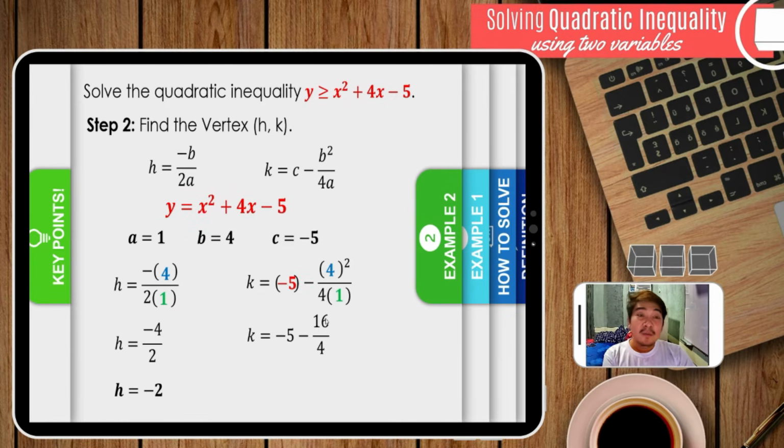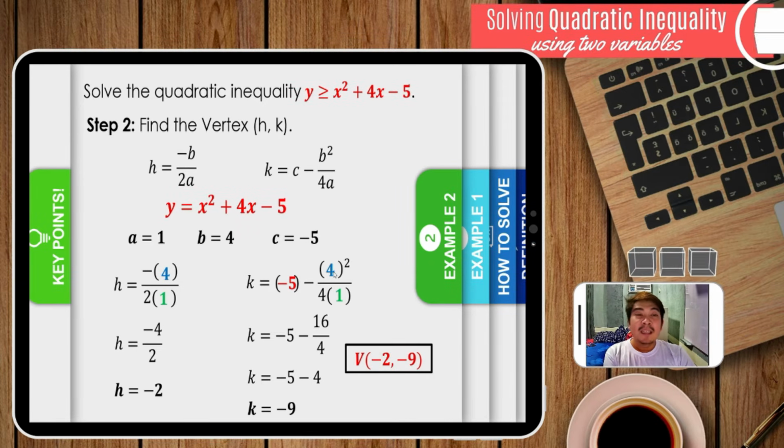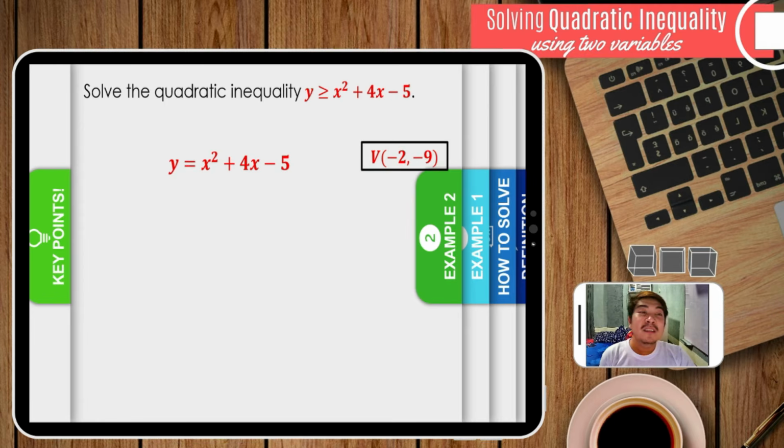16 divided by 4 is 4. So we now have k is equal to negative 5 minus 4. And if you are going to simplify further, the value of k now is equal to negative 9. Pagsamahin lang natin tong dalawa na to, no? So, gawin natin siyang ordered pair. So, the ordered pair will be negative 2, negative 9. So, meron na tayong isang point.